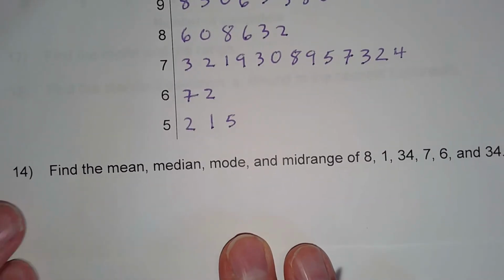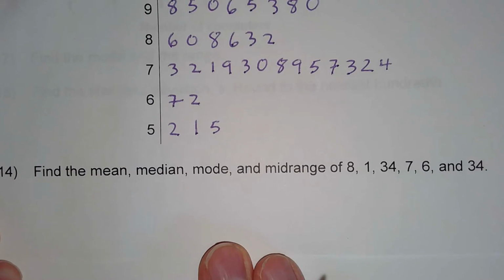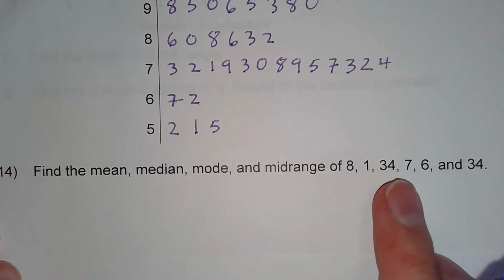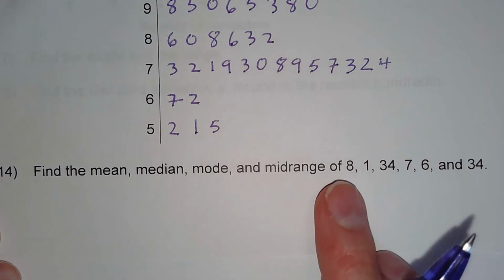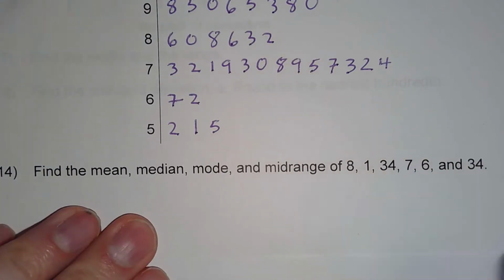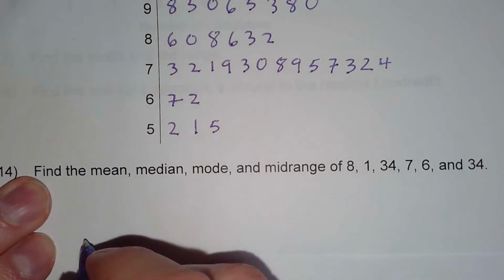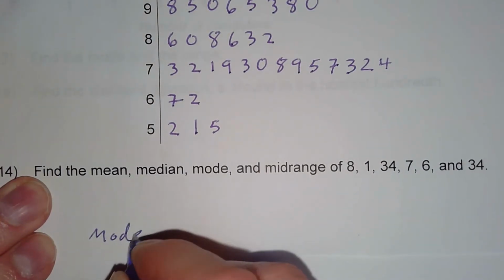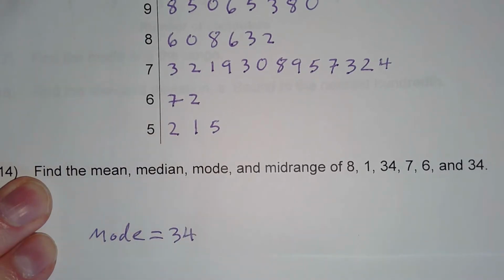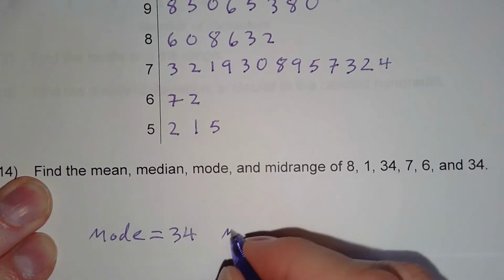Alright, let's try number 13. We want to find the mean, the median, mode, and mid-range of 8, 1, 34, 7, 6, and 34. We can already tell what the mode is. That's going to be 34. And remember the mid-range.